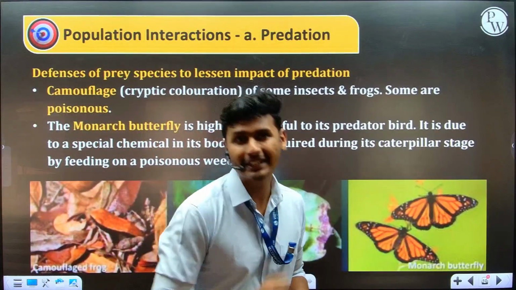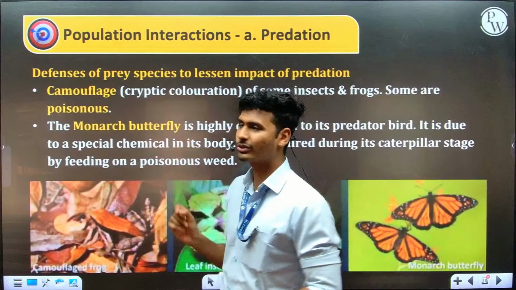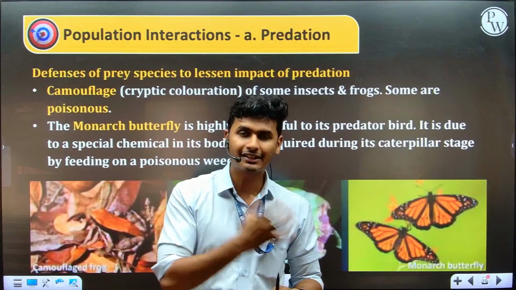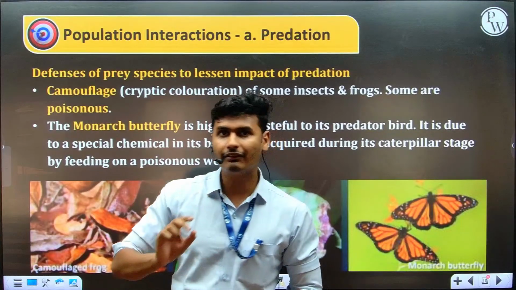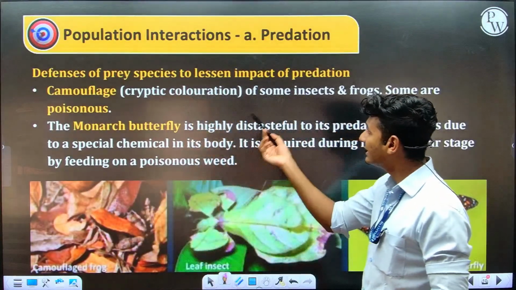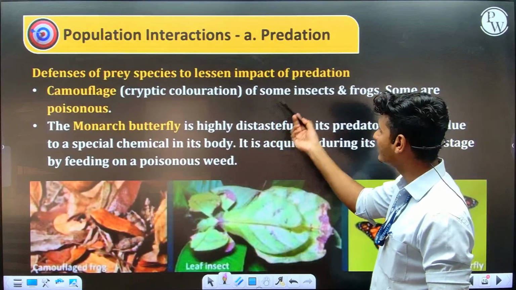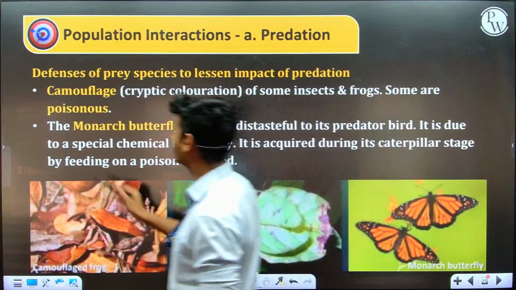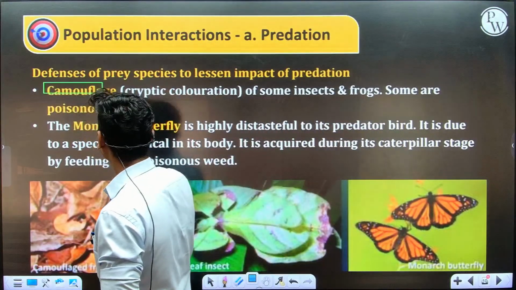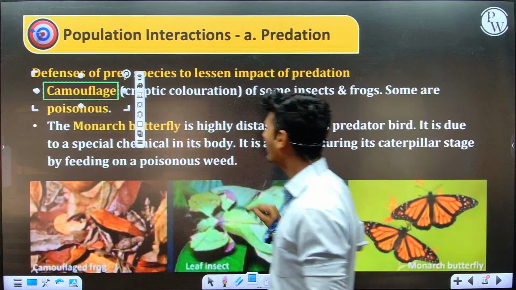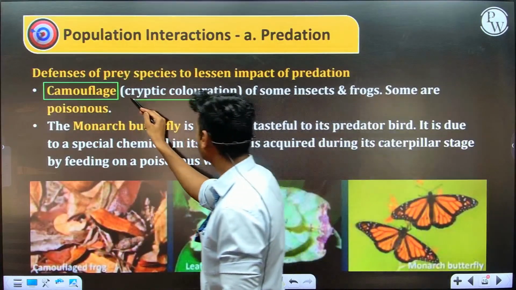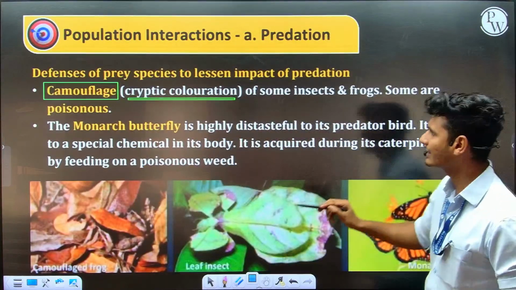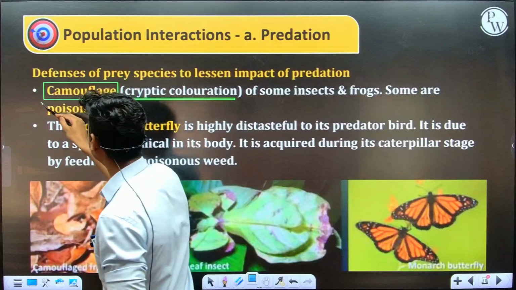Now we are talking about the predator. Why not about the prey? Now we are talking about the prey also. How can prey protect themselves from predator? For this purpose, there are defenses of prey species to lessen the impact of predation. One example of this is camouflage. Camouflage is known as cryptic coloration, or in some cases there is a poison developed inside the body.